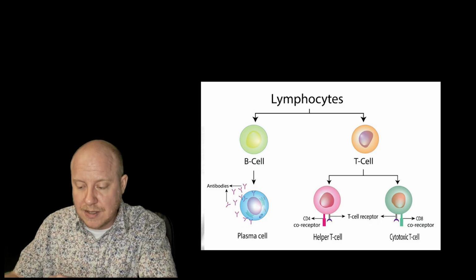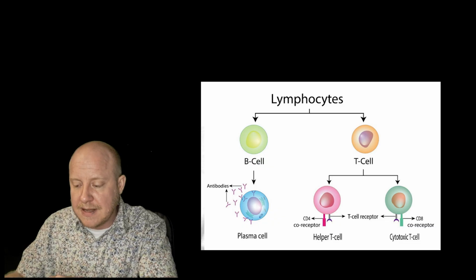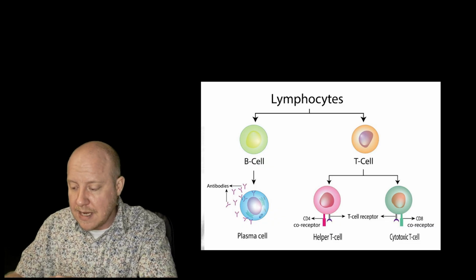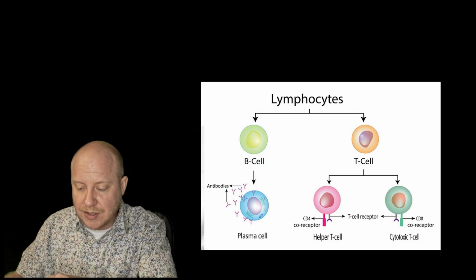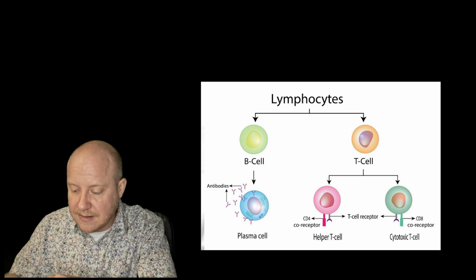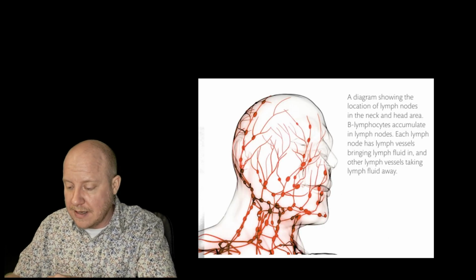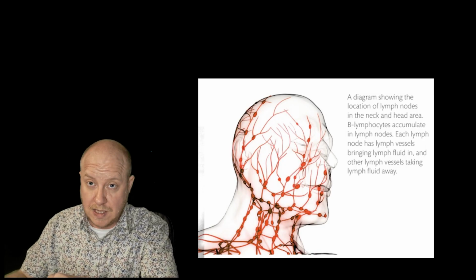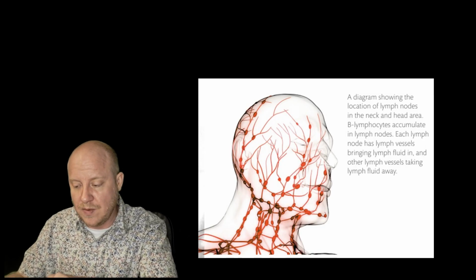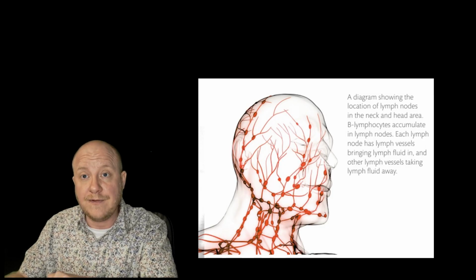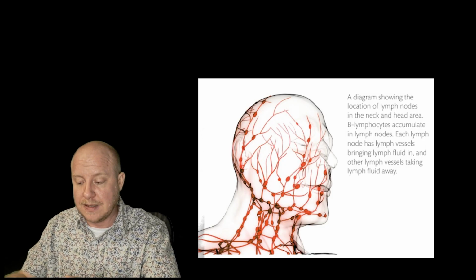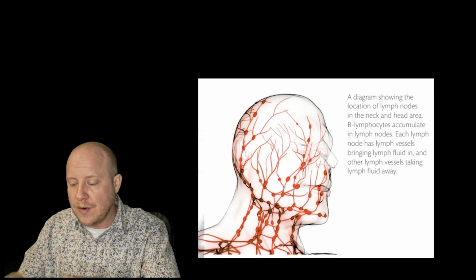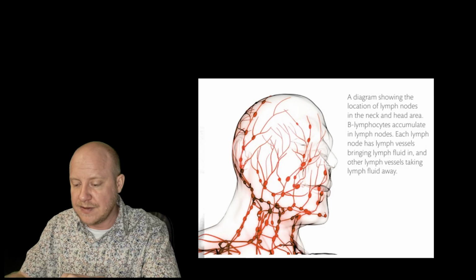Two major types are B lymphocytes and T lymphocytes. Sometimes their names are shortened to just B cells and T cells. Lymphocytes continuously circulate in the bloodstream, so they're always there, and are also contained within our lymphatic system, especially within lymph nodes. So see in this picture, you can see where the lymph nodes are. We're going to look at the function of B lymphocytes first, and then explore the functions of T lymphocytes.